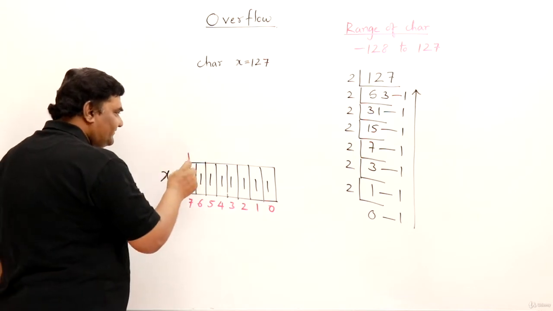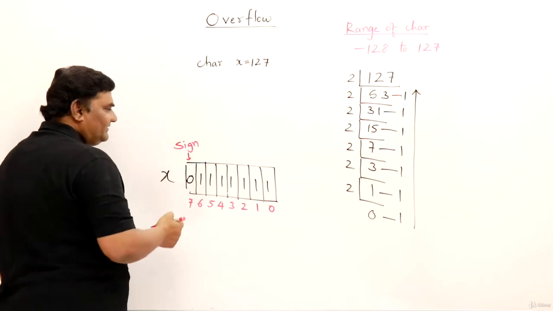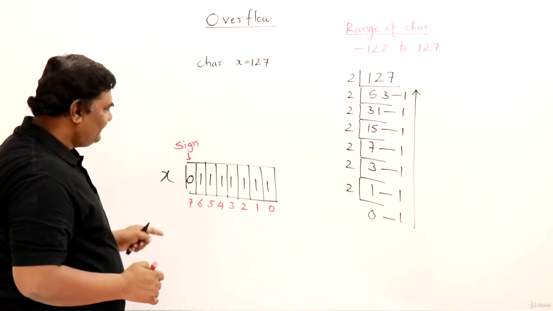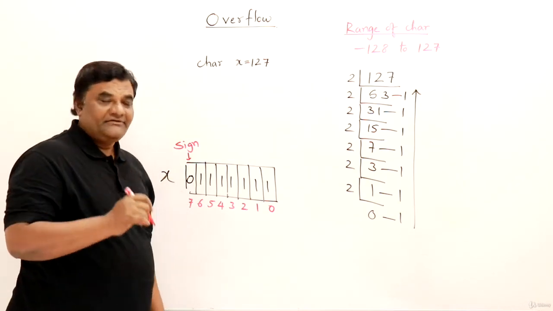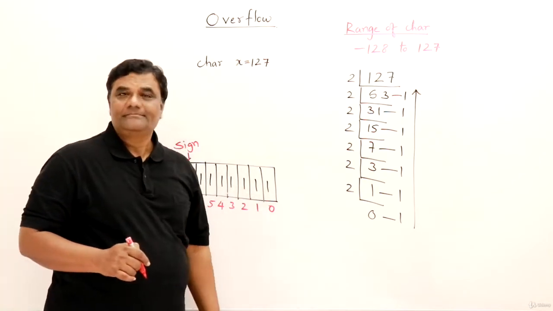You should know this one, that we have already discussed. I have said that this is the sign bit, right? If it is 0, the number is positive. If it is 1, the number is negative. So right now it is 0, which means it is positive, and it is positive 127.